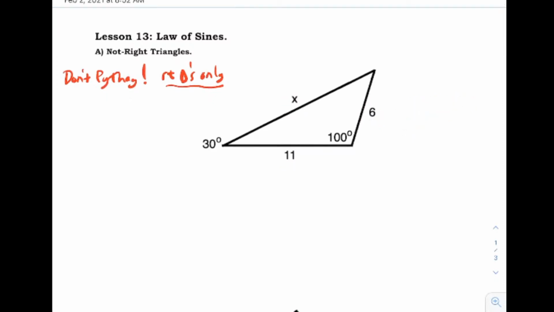Okay, no Pythag. How about SOHCAHTOA? Can't we use SOHCAHTOA? Here's my 30. Wouldn't that be sort of the opposite? And that's not a hypotenuse, right? A hypotenuse has to come across from a 90 degree angle, and that's not a 90 degree angle. So we're not going to use SOHCAHTOA either. You can't use all of our standard tricks. You can't use Pythag. You can't use SOHCAHTOA. You've got to use something else.